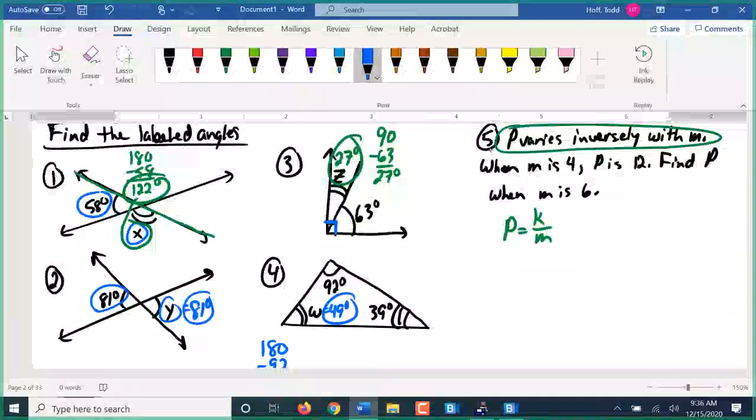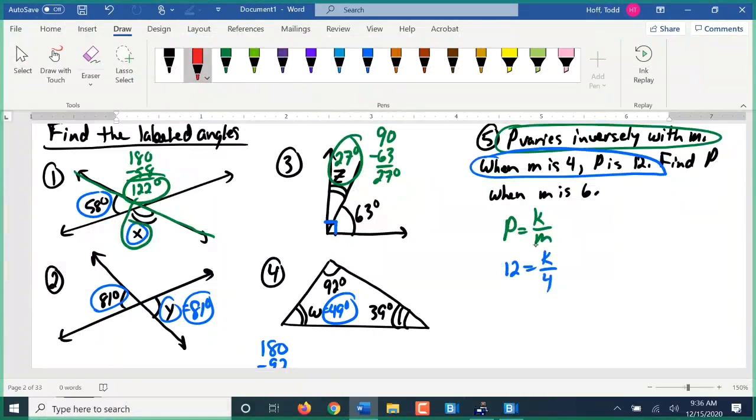Next, we are given a known set of values. M is 4 when P is 12. So put in 12 for P and 4 in for M. And now we can actually calculate K. We multiply by 4. 12 times 4 is 48. On the other side, the 4 cancels out. We have K equals 48.